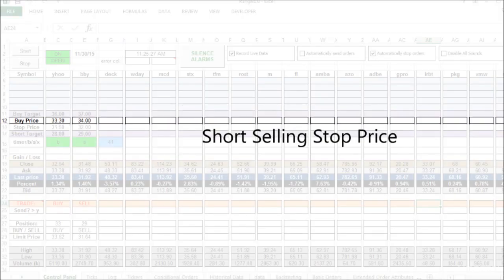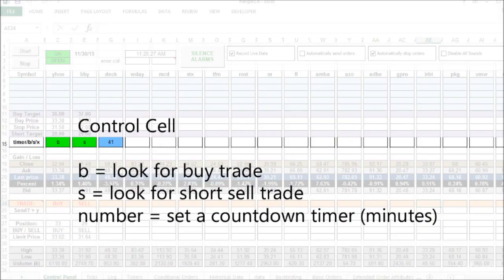And then the upper cell is our short selling stop price. Here we have our control cell. This cell tells the system what to do when the range is broken. If we enter a B in the cell, the system will look for a buy trade. If we put an S in this cell, it will look for a short sell trade. If we enter a number, it will initiate a countdown timer in minutes.